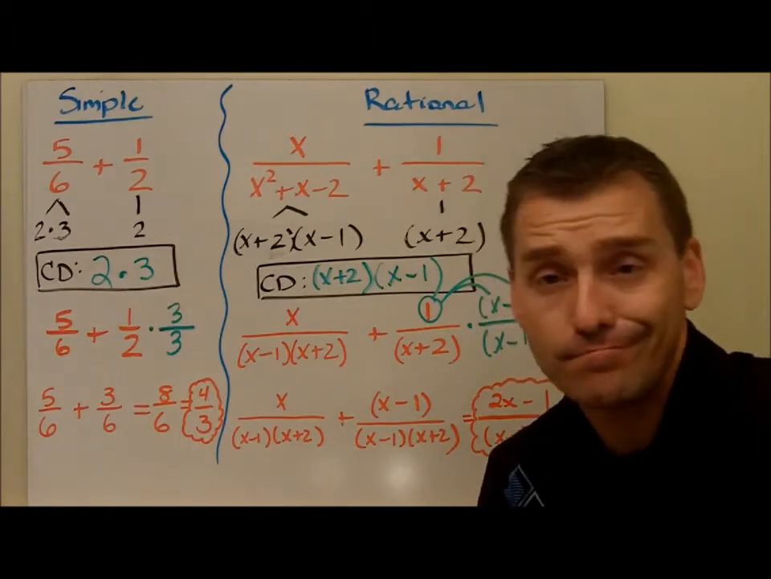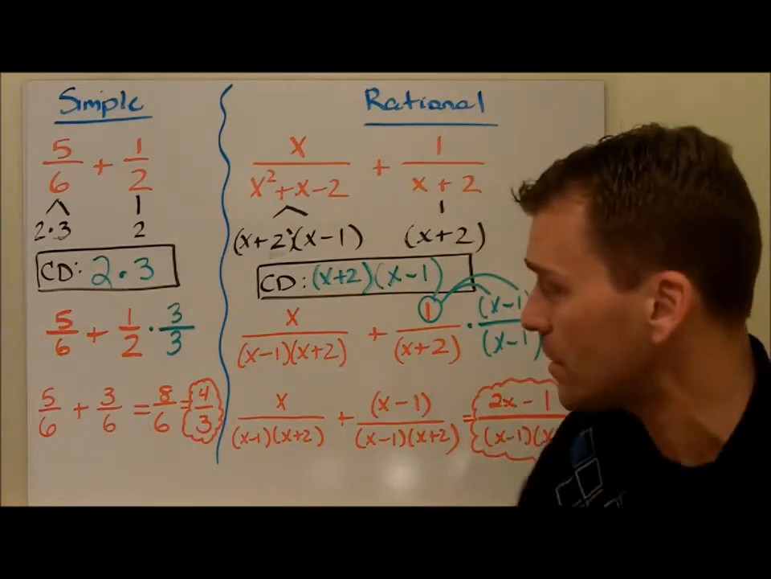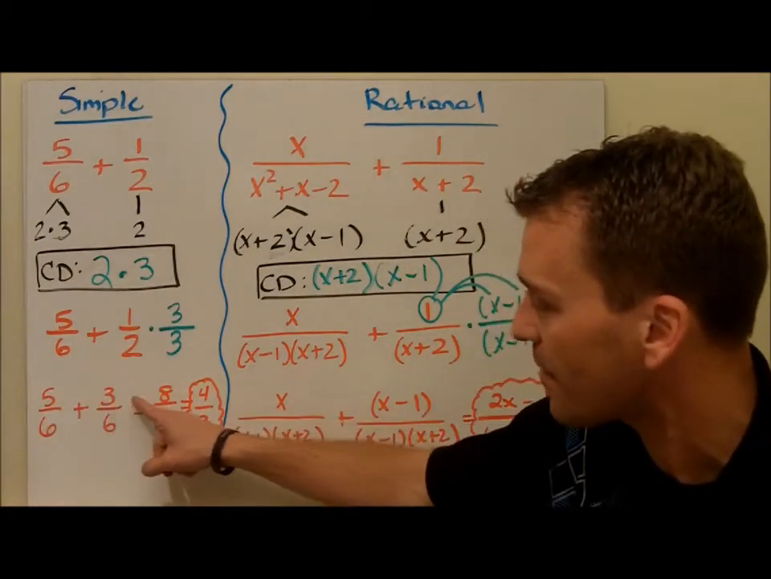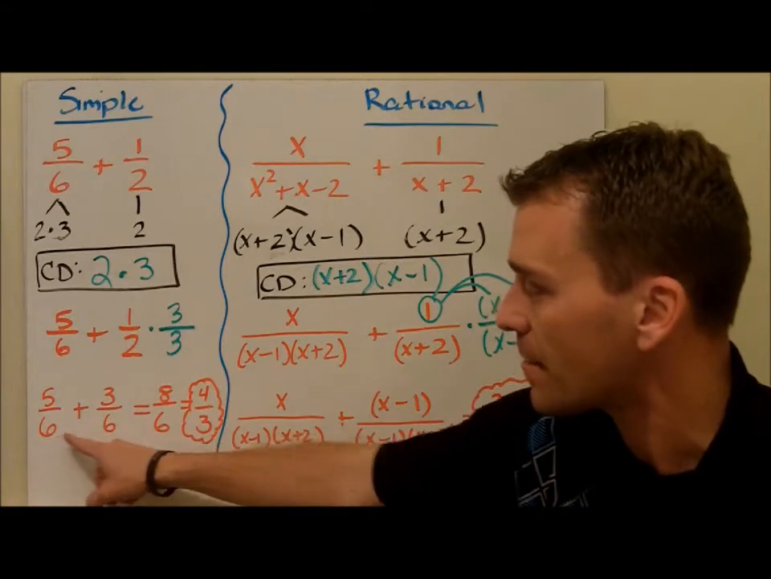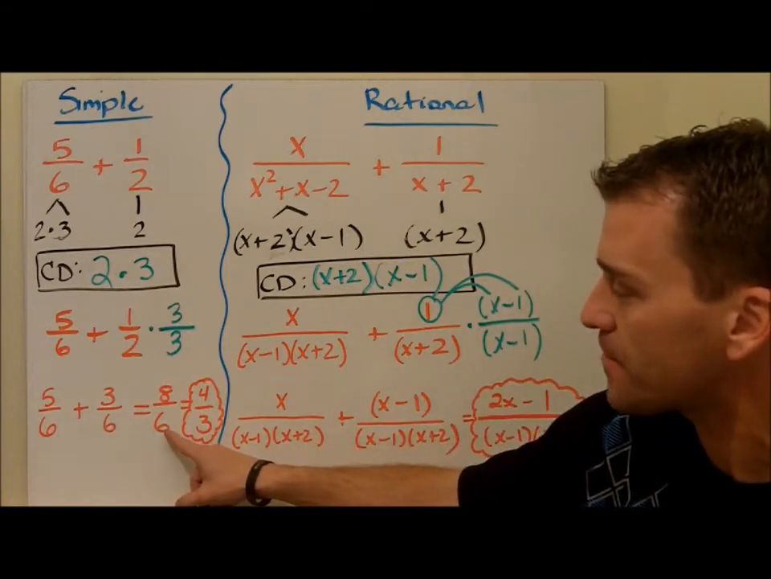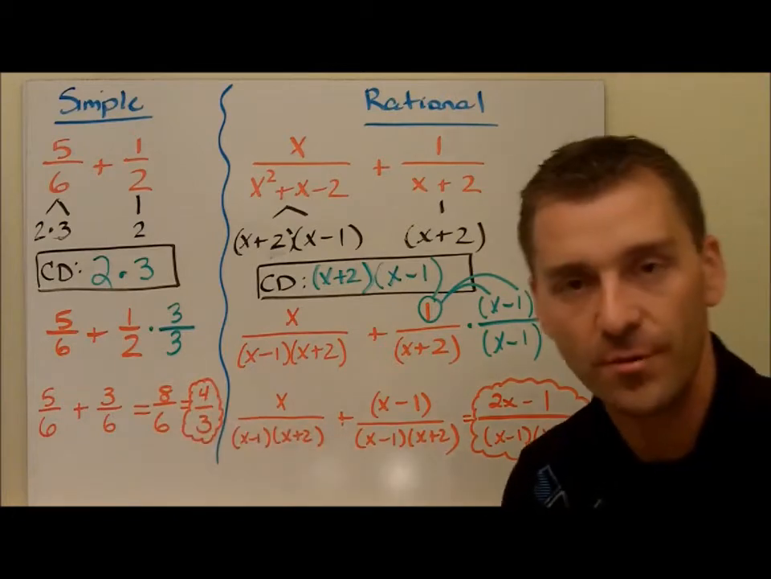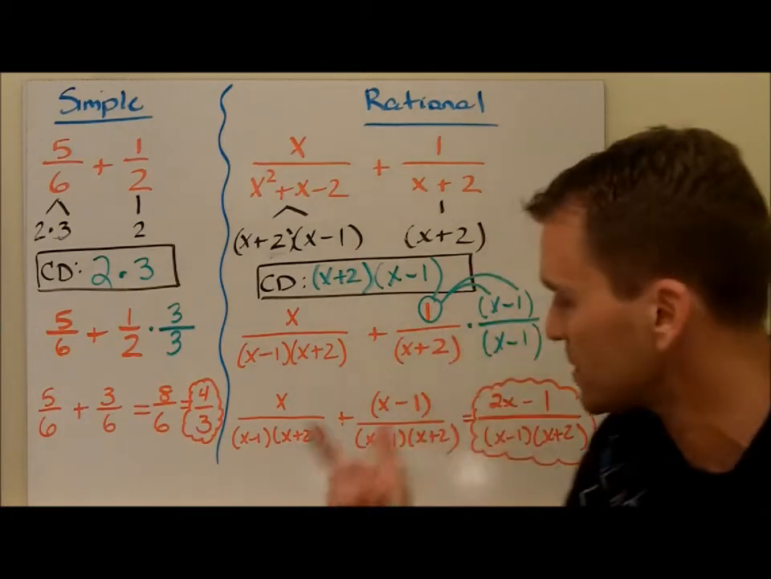So now we just kind of add some things, clean it up if we need to. Since my denominators are the same, I add across the top. 5 plus 3 gives me 8. Denominators stay the same. That's step number 5. Step number 6, simplify this, and I could, down to 4 over 3. Sweetness.